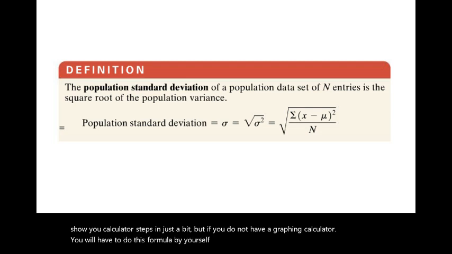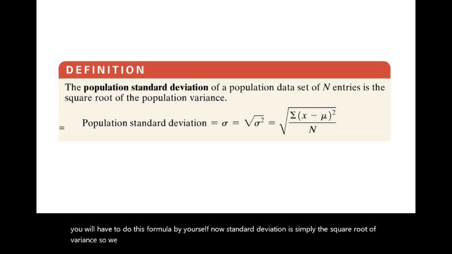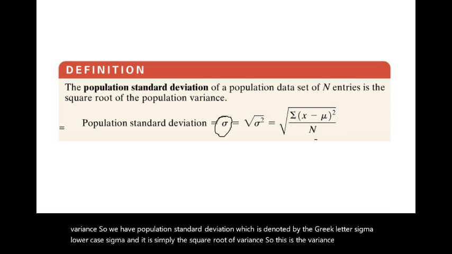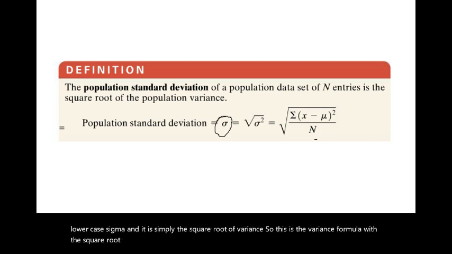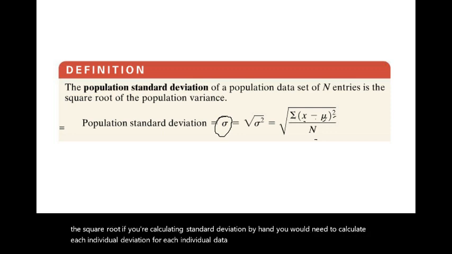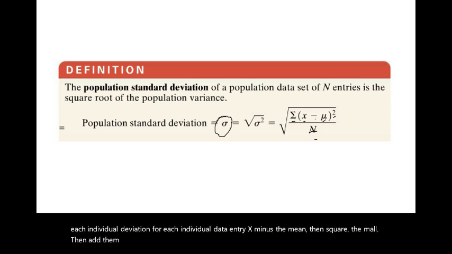Now, standard deviation is simply the square root of variance. So we have population standard deviation, which is denoted by the Greek letter sigma, lowercase sigma. And it is simply the square root of variance. So this is the variance formula with the square root. So if you're calculating standard deviation by hand, you would need to calculate each individual deviation for each individual data entry, x minus the mean, then square them all, then add them all together, then divide by the population size, and then at the end, you're going to take the square root.